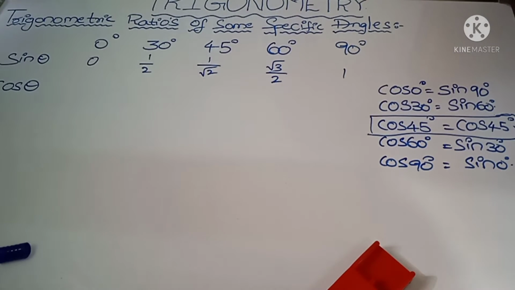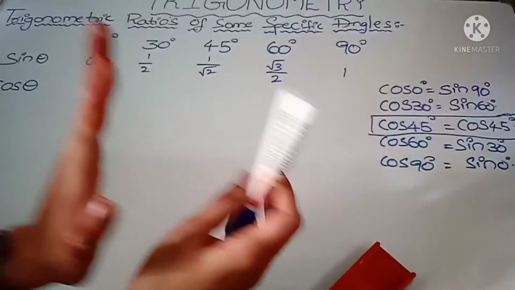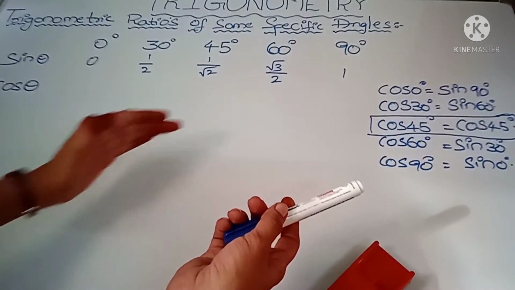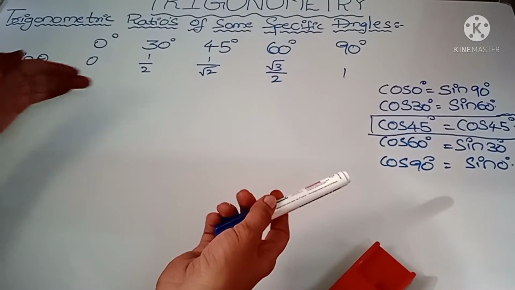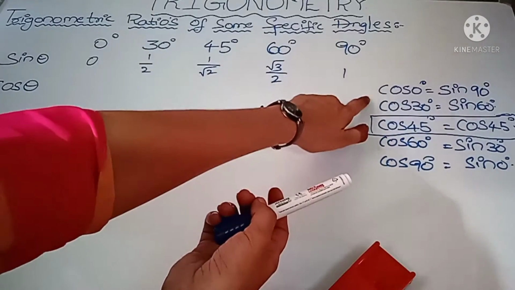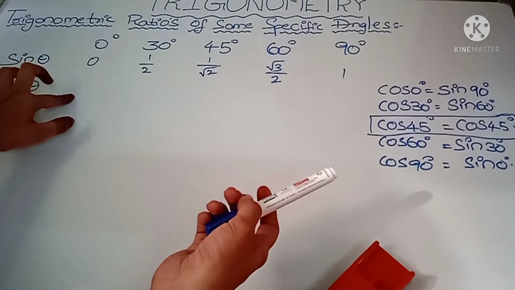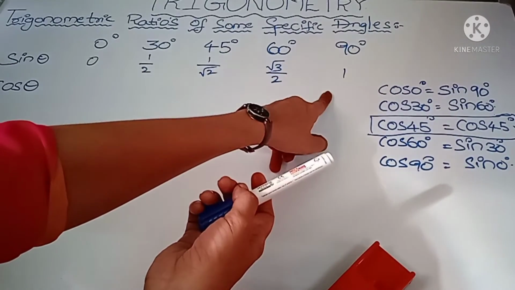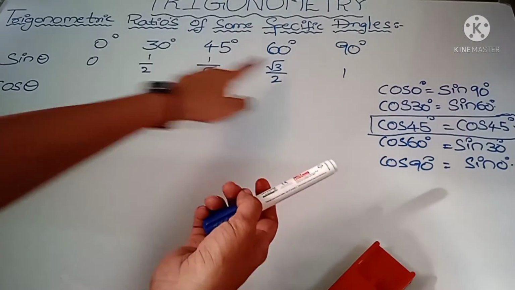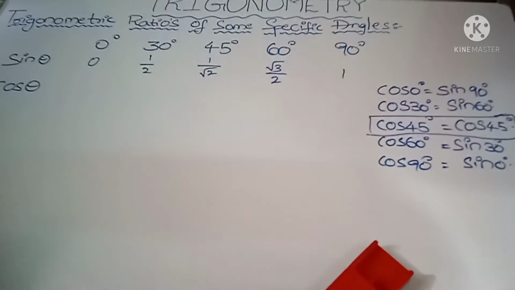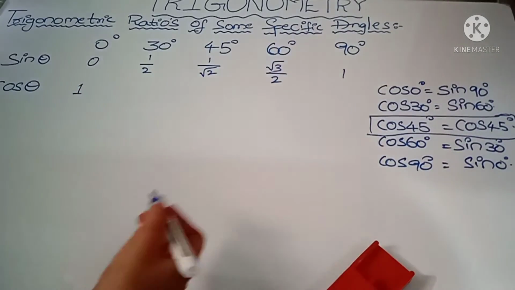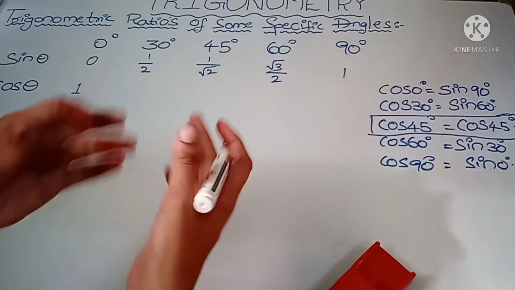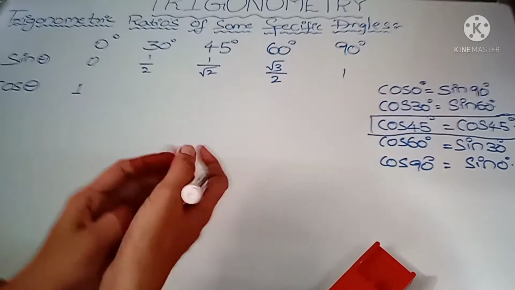See here, cos values are nothing but we are reversing the values of sine. Means see here, cos 0. Value of cos 0 is nothing but sine 90 degrees value. Means cos 0 is equal to sine 90. Just write the one value here. We are reversing the values of sine degrees.